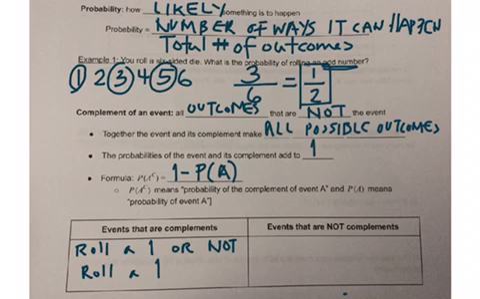An example that isn't complements, let's stick with the die. If we roll a 1 or roll a 2, those aren't complements because there are other options. We could still get a 3, 4, 5, or 6. So rolling a 1 or rolling a 2, those are not complementary events.